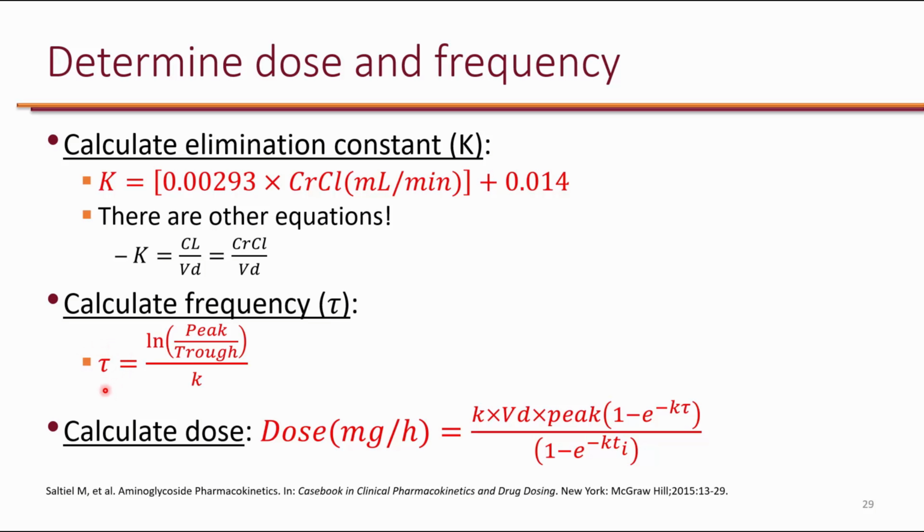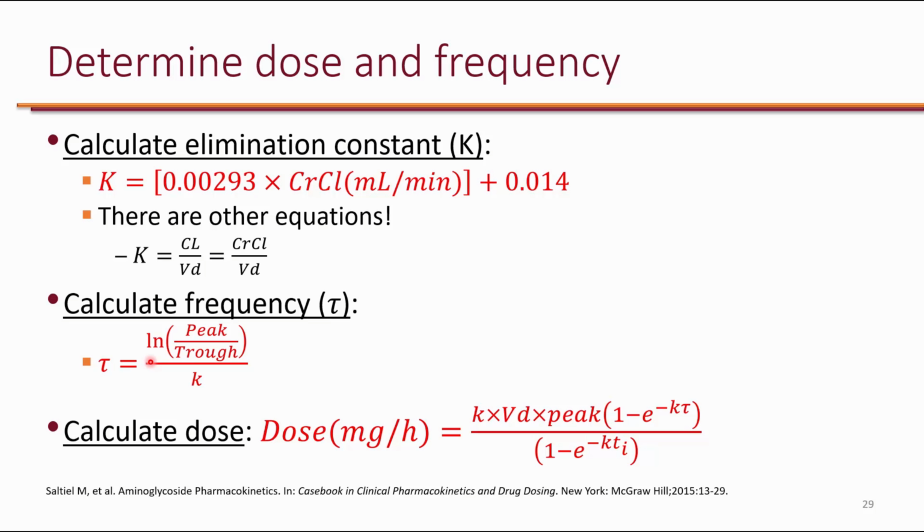Tau is frequency. So this is going to tell you how frequently you should give the dose to your patient. And this is based on how the patient is actually able to clear it. So you basically plug in the peak and trough goals. So if this is a severe infection, for peak, you're going to write 10. And then for your trough, you're going to write, let's say 1. So you want it to be less than 2. And then you plug in the K, and you solve for tau, and that tau will tell you how frequently you want to dose it.